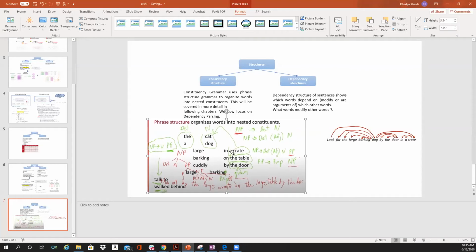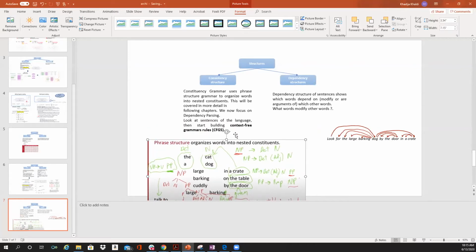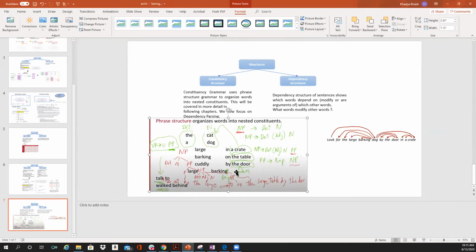Okay, so this is the example he gave in the lecture. You see, for example, "the" and "a" are determinants, I forget, but anyway. And after it comes nouns, for example cat, dog, whatever. So these kinds of rules are called context-free grammar rules. He said that we have to look at the sentences of the languages, then start to build those context-free grammar rules like this. That's one way of describing sentence structure, and the other way is dependency structures.